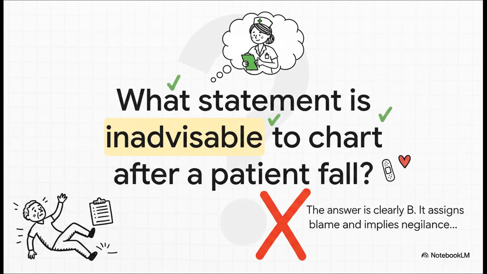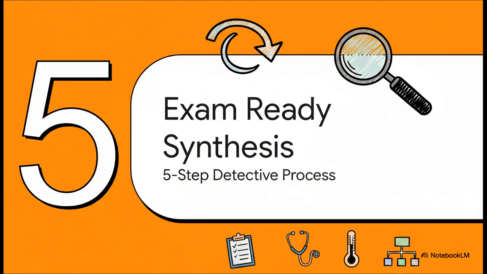Okay, final scenario. An elderly patient fell. Which one of these statements should you never, ever write in the patient's chart? The answer is pretty clearly B. It's pointing a finger. It's assigning blame and implying negligence right there in the medical record. The other options, A and C, they focus on the patient's actual condition, which is always the correct and legally safe way to go.